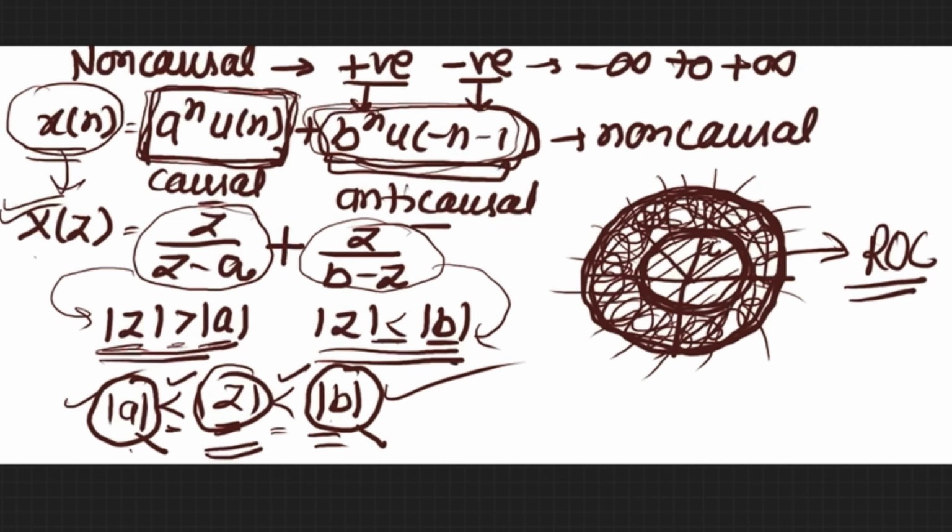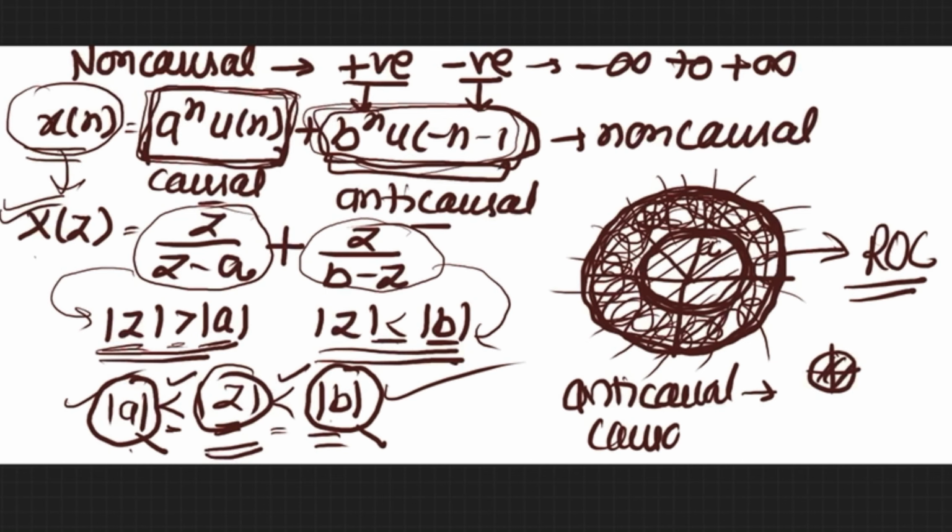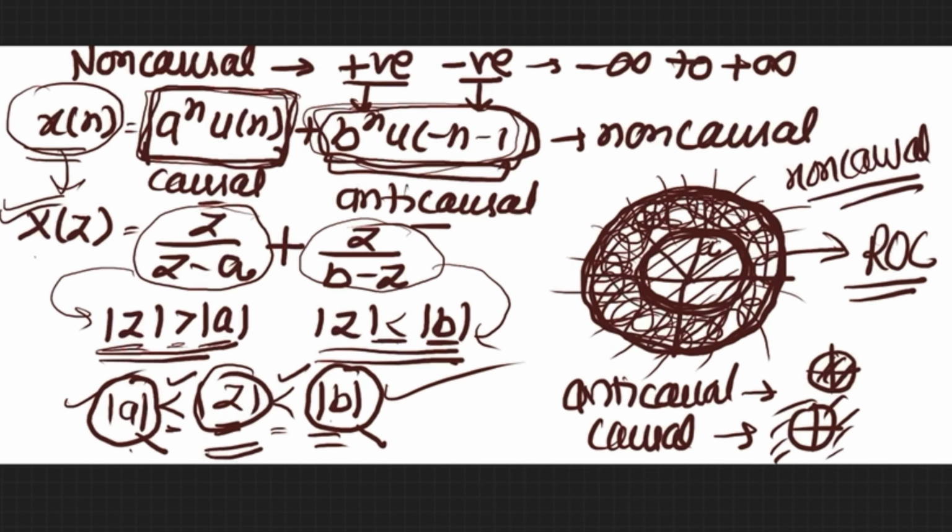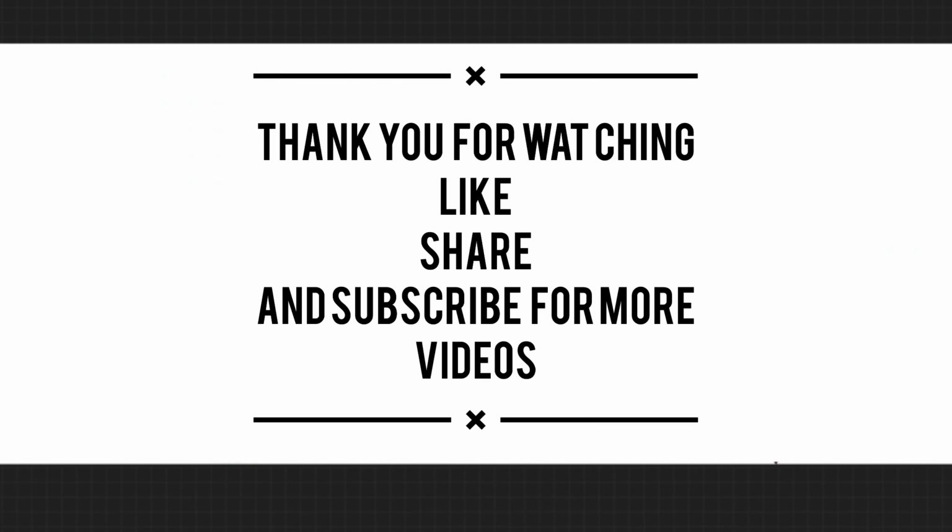So we can say when our signal is anti-causal, the region of convergence is inside the circle. When it is causal, it exists outside of the circle, and when it is non-causal, then the region of convergence is in the form of an annular ring. So these are the transforms for causal, anti-causal and non-causal signals. In the next lecture, we will take some examples of these types of signals and then evaluate the Z transform for them.